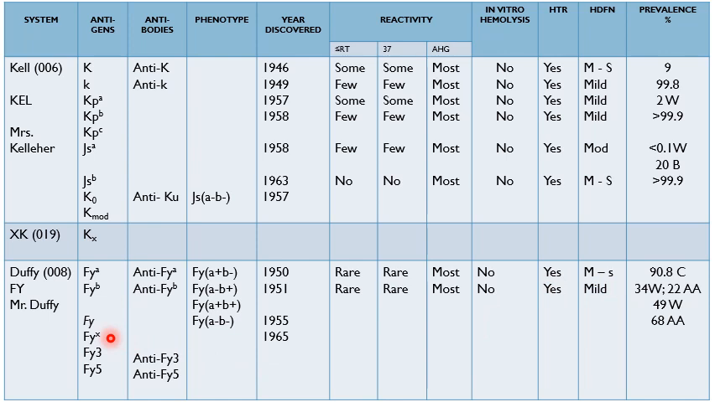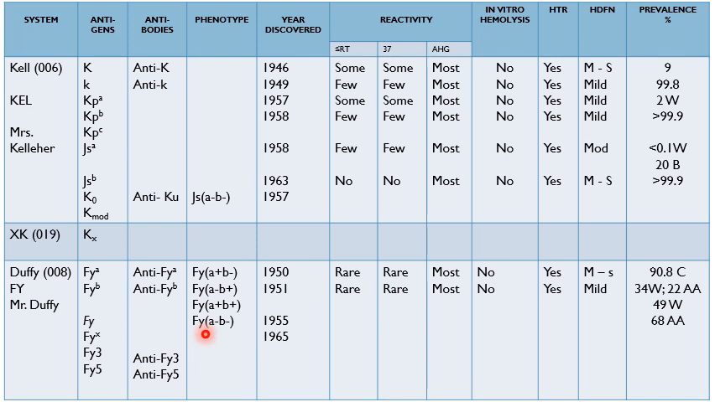FYX antigen is a weak form of FYB. It is also depressed with FY3 and FY5 antigen. FY3 is found in the serum of FYA negative and FYB negative individuals. That individual was a white Australian woman, and it was found in the year 1971. FY3 can't be destroyed by enzymes.